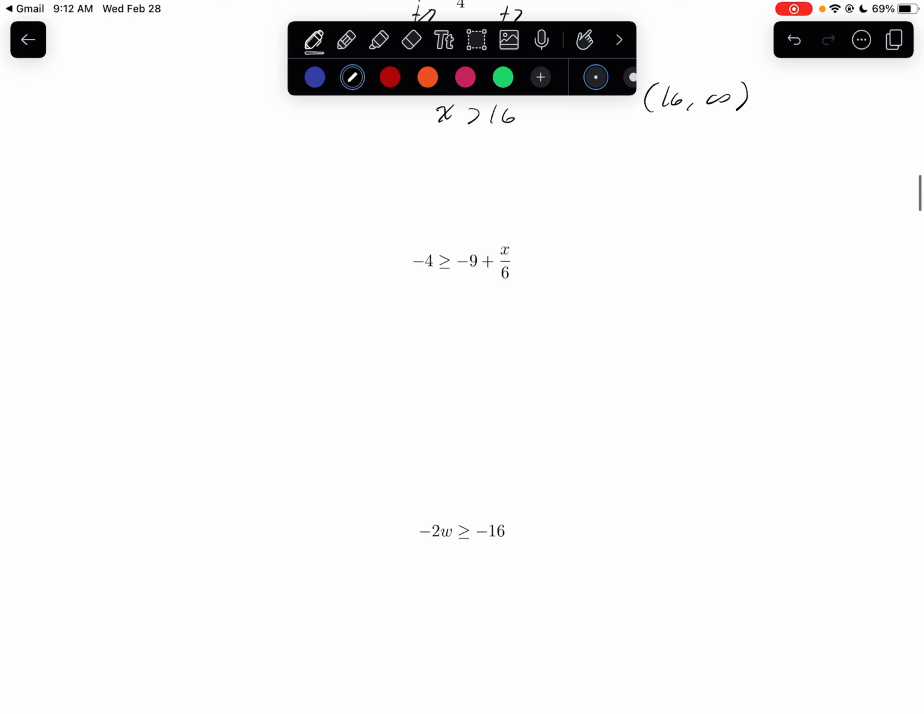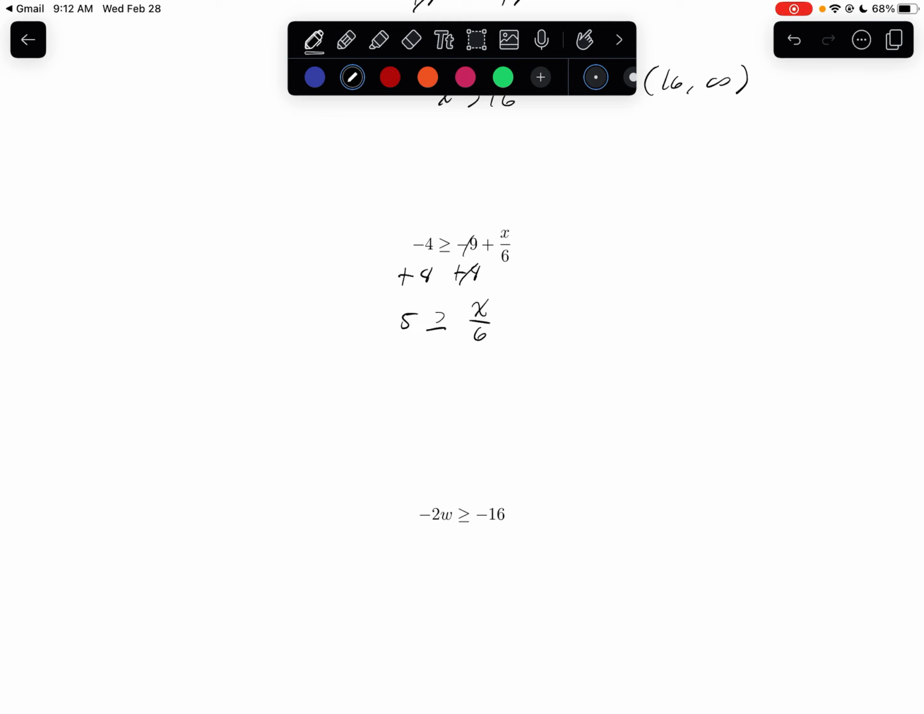Now we have -4 is greater than or equal to -9 plus x over 6. So let's start by moving the -9 over to the other side. We can add 9 to both sides. And that's going to give us -4 plus 9, which is 5, is greater than or equal to x over 6. And now we can multiply both sides by 6. That's going to give us 6 times 5, that's 30, is greater than or equal to x.